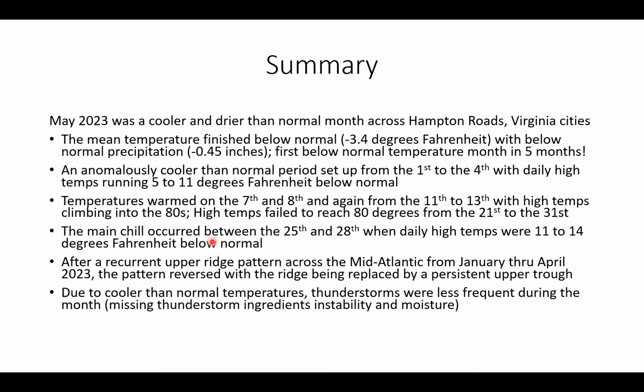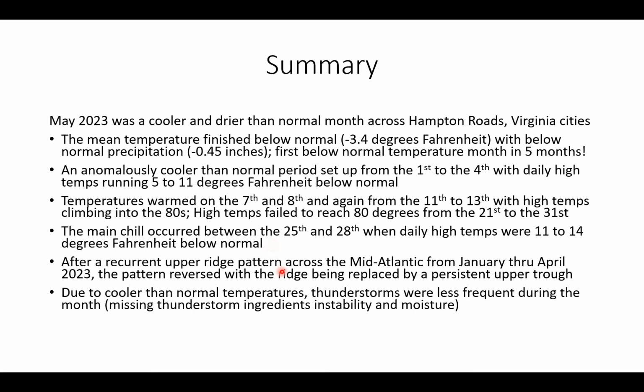The main chill did occur between the 25th and 28th of May. We saw daily high temperatures running 11 to 14 degrees Fahrenheit below normal for Hampton Roads, Virginia cities. So that's saying something, some double-digit anomalies below normal.